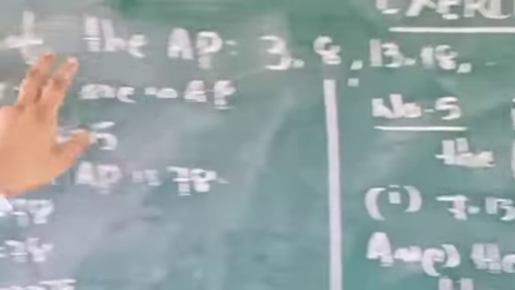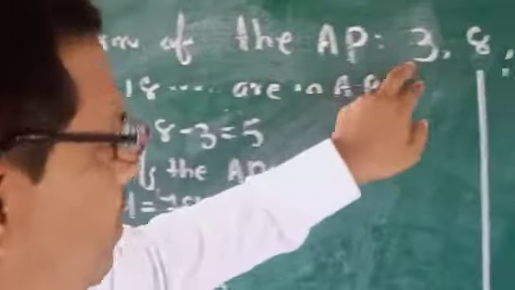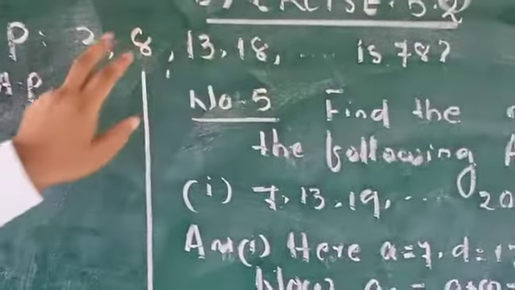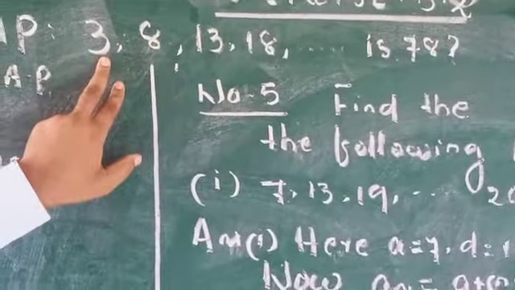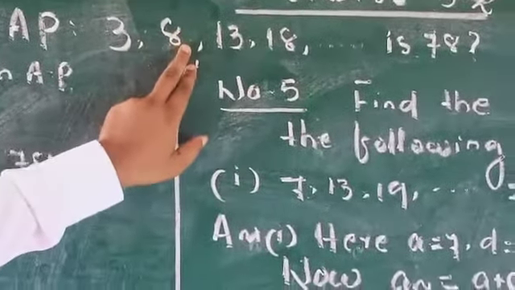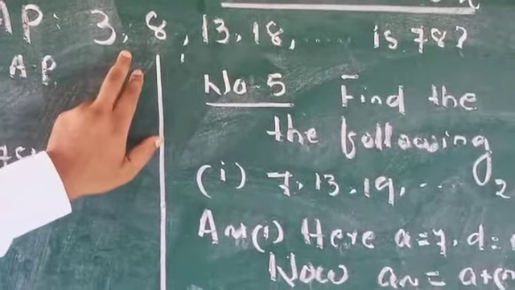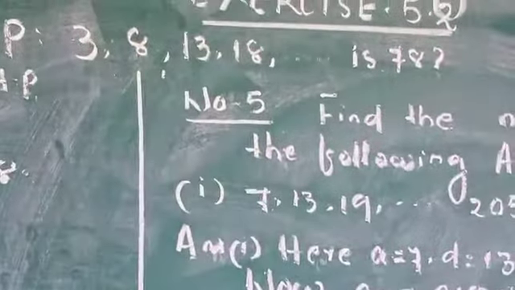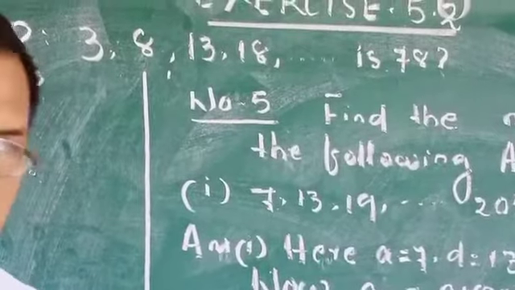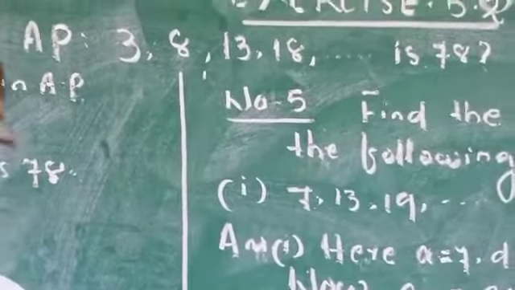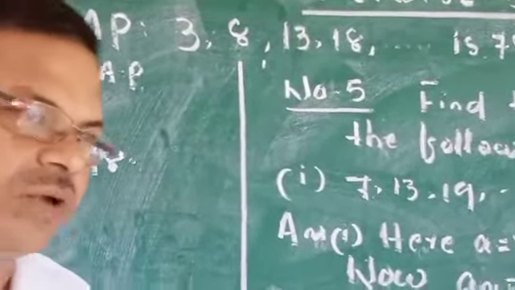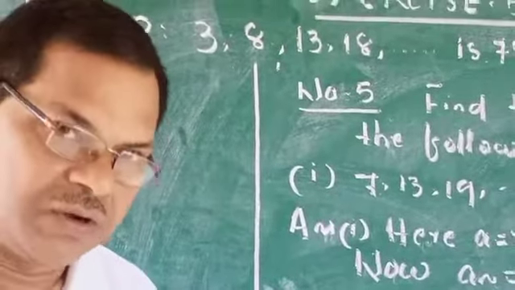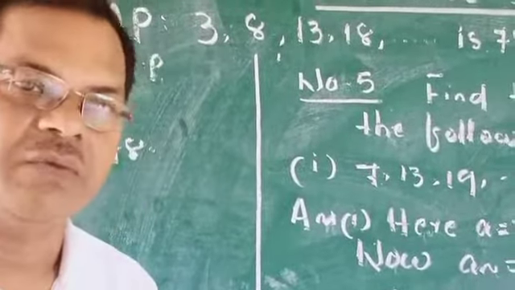So what is the question given? Which term of the AP? It is already given that this is an AP, where the first term A is 3, D is equal to 8 minus 3, that is 5, and the question asks which term is 78. Which term is 78? We don't know. It may be the 4th term, the 5th term, the 11th term, the 100th term, or the 200th term. So how do we find it? It could be 100 or 150 or whatever it may be.